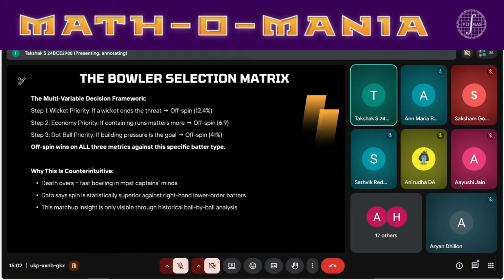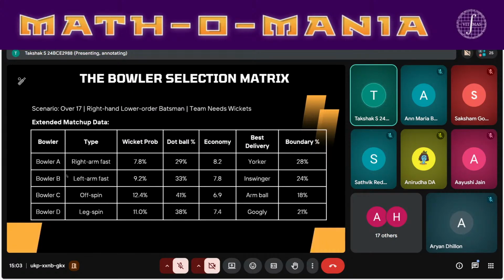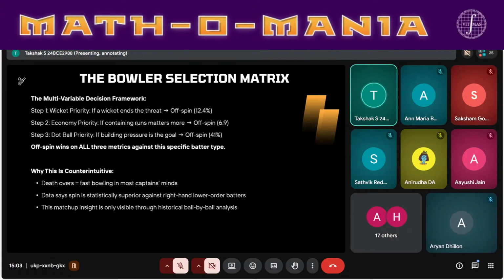And now let us apply the multivariable decision framework, going through it step by step. Step one, our first priority is wicket taking. So you need a wicket because a wicket right now essentially ends the threat. Which bowler has the highest wicket taking probability against this batter from this matrix? The bowler C, off spinner. He has a wicket taking probability of 12.4%.